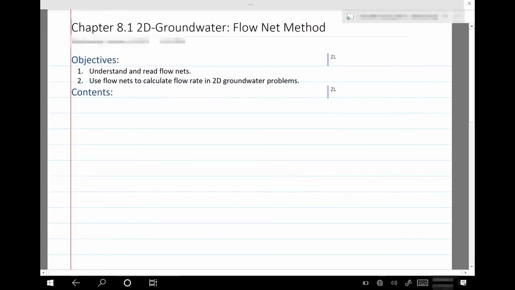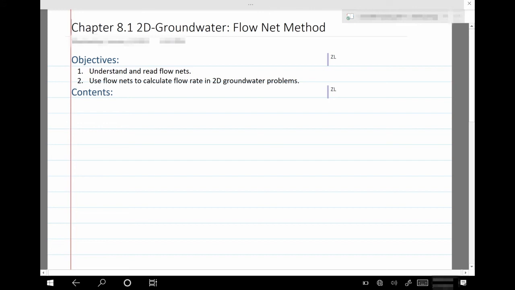And second, in addition to the understanding, you also need to be able to use flow nets to calculate the flow rate in 2D groundwater problems. So if I give you a flow net and some other conditions, you should be able to read the flow net, extract some information from it, do some calculation with that information, and get the flow rate. That is the second objective.